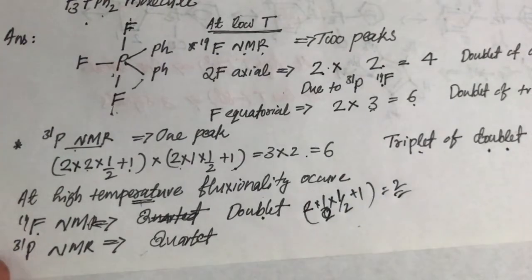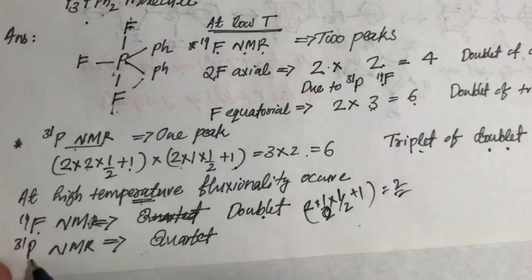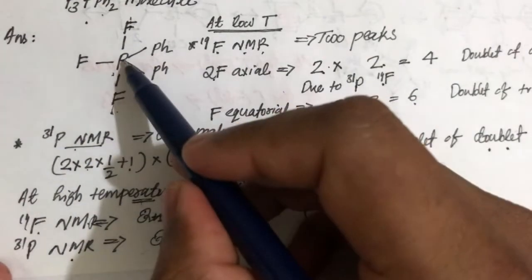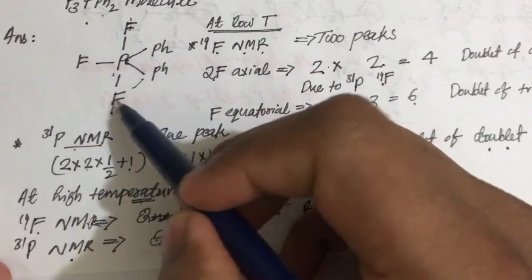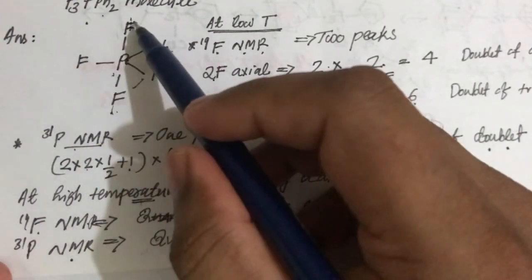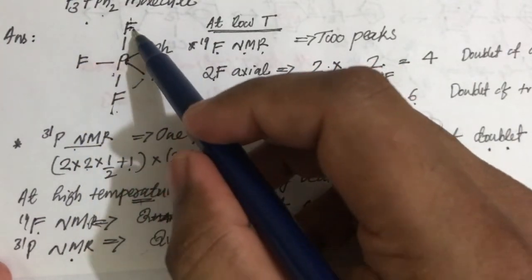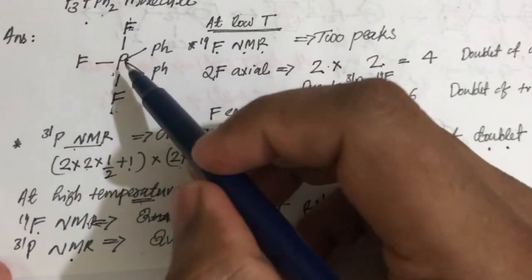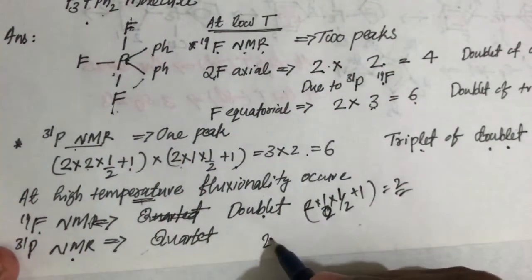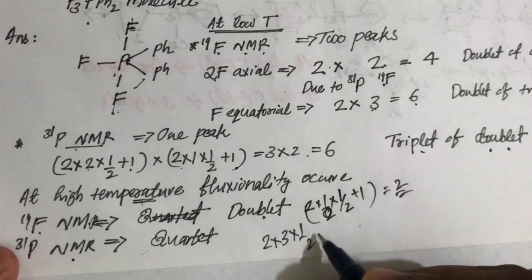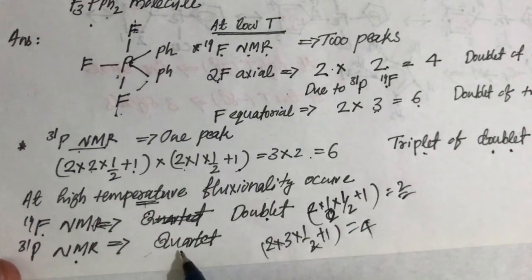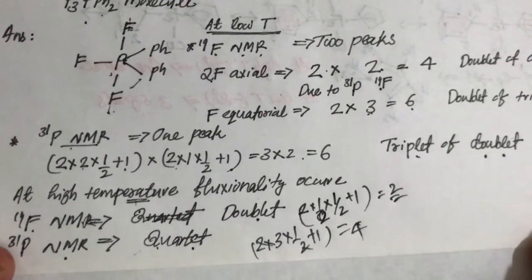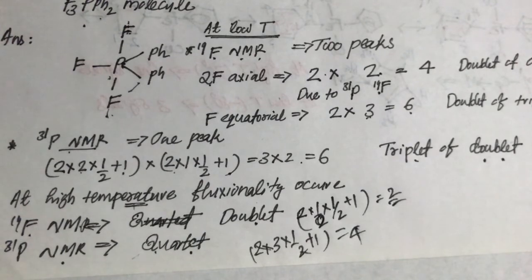Ready? Now phosphorus NMR: you have one phosphorus, and you have 3 chemically same fluorines. So according to the equation, 2 into 3 into half plus 1, that gives you 4, that is a single signal split into 4, that is a quartet. Okay, clear? Okay, thank you.